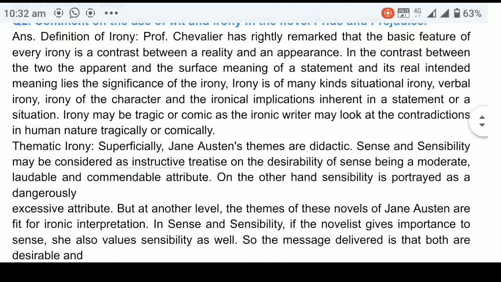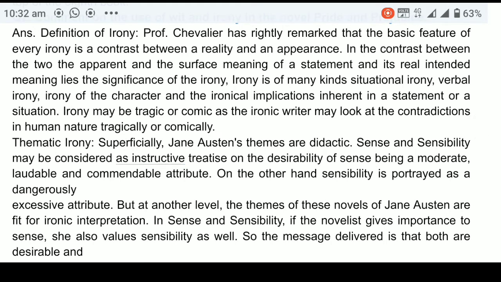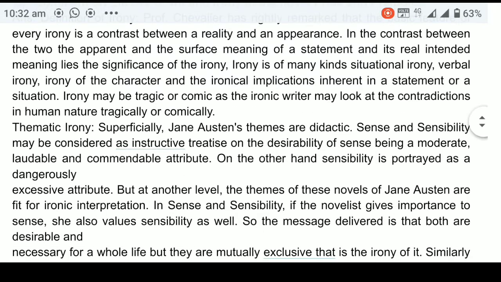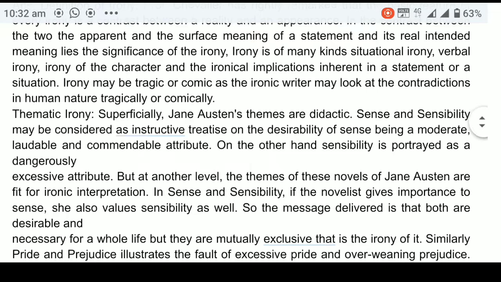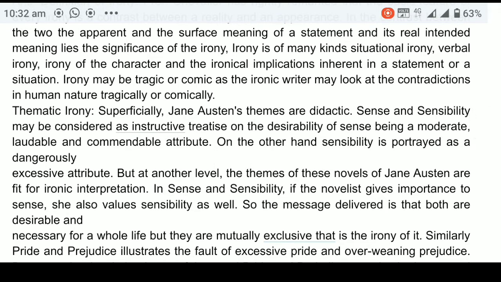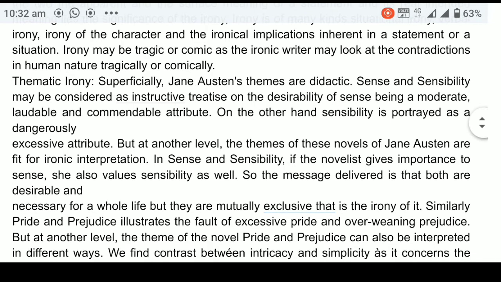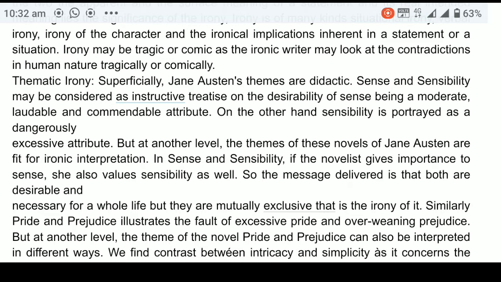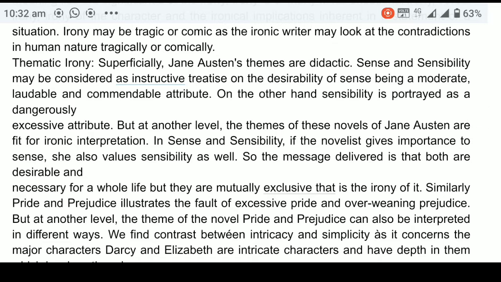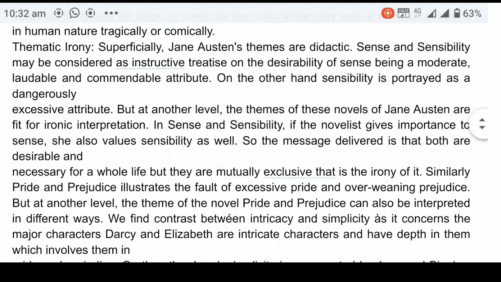आपका आंसर रहेगा डेफिनेशन ऑफ आयरनी। Professor Chevalier has largely remarked that the basic feature of every irony is a contrast between a reality and an appearance. In the contrast between the two, the apparent and the surface meaning of a statement and its real intended meaning lies the significance of the irony. Irony is of many kinds: situational irony, verbal irony, irony of the character, and the ironical implication inherent in a statement or a situation. Irony may be tragic or comic, as the ironic writer may look at the contradiction in human nature tragically or comically.